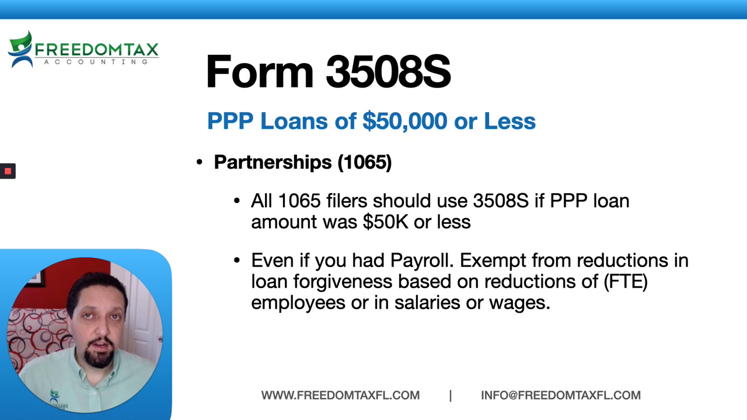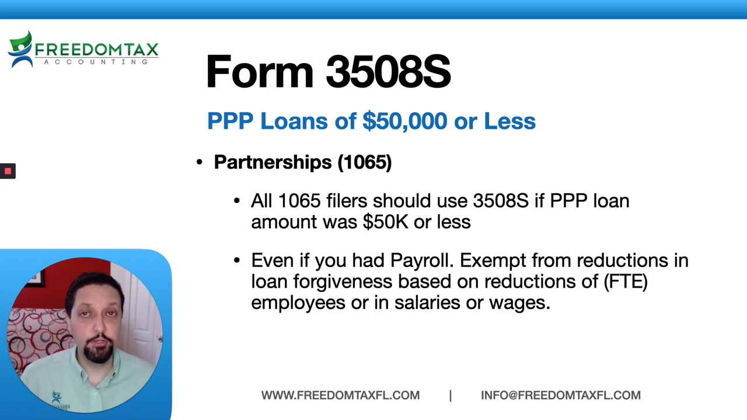Now, it's very uncommon for partnerships to have payroll, but even if you have a partnership, meaning that your business files taxes under Form 1065, usually those don't have payroll, but if yours did, and if your partnership applied for PPP with payroll, and you got a PPP loan of $50,000 or less, use the 3508S form, because that way you don't have to worry about the reduction of loan forgiveness due to the reduction of employees nor the reduction of wages.